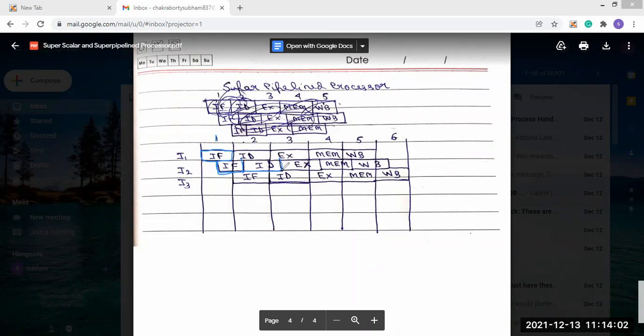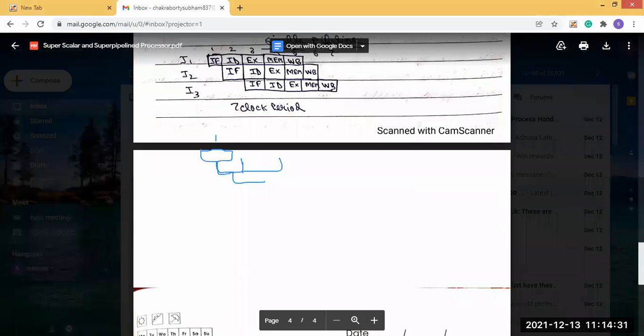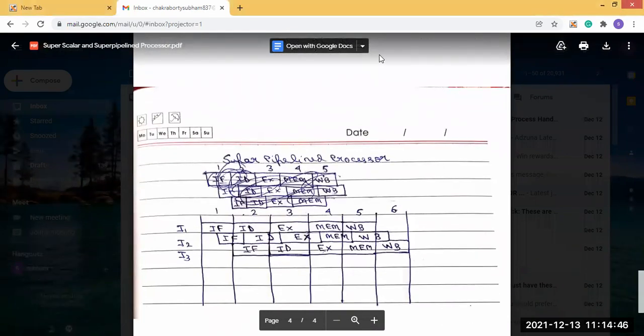Okay, so it will continue up to where? 2.5. Now at this 1.5, instruction 3 will start execution. But if we have done it in simple pipelining, then we see the instruction 3's instruction fetch starts from which clock cycle? Third clock cycle. But if we do it in super pipelining, then the instruction 3's instruction fetch starts after the first clock cycle. So instruction fetch starts from here.